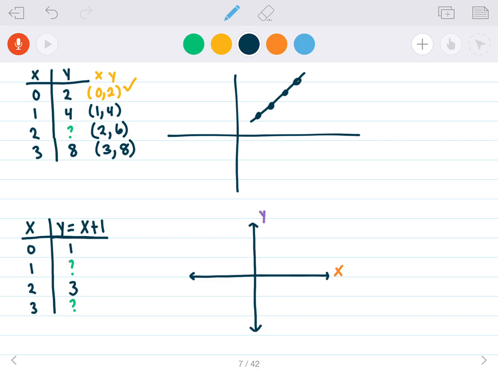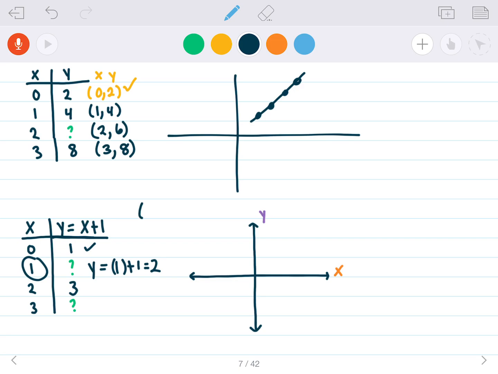Okay, how about the next one? When X is 0, Y is 1. When X is 1, what is Y? Well, Y, they tell us, is take X and add 1 to it. That's what Y is. So if X is 1, the corresponding Y is 1 plus 1, because I took my X and I just put it in there, and 1 plus 1 is 2.